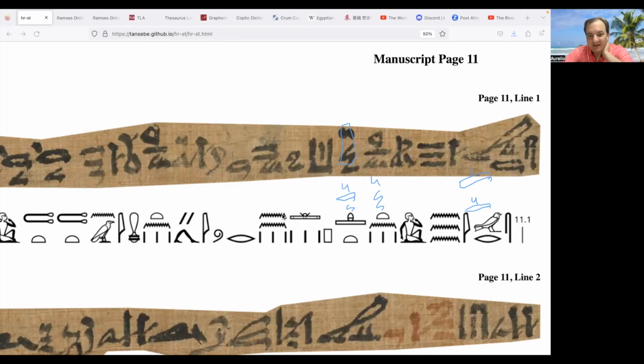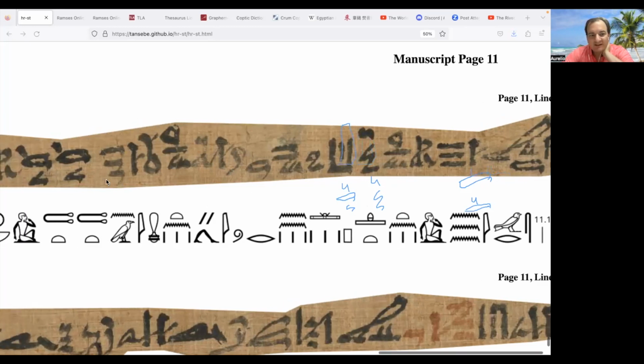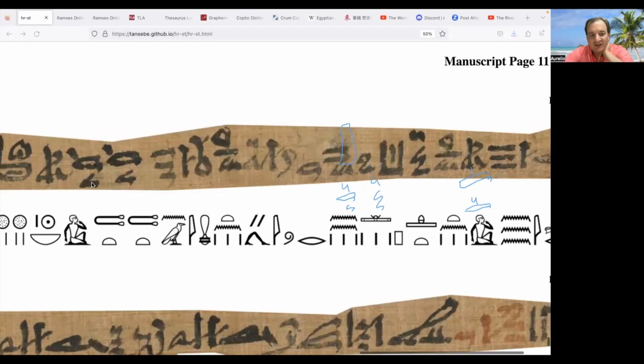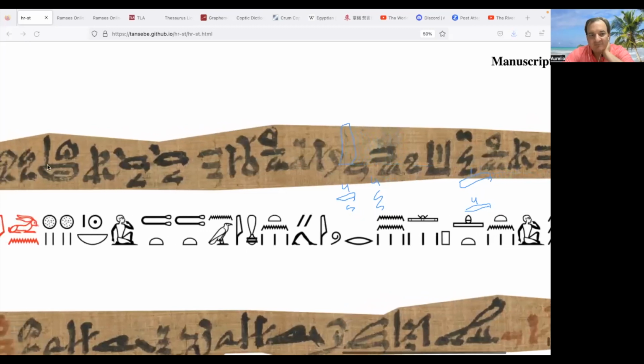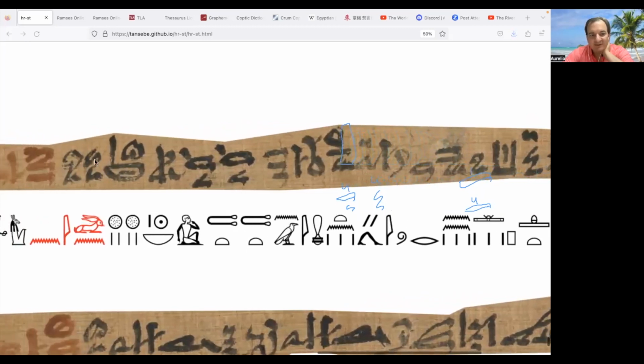Hotep N, I guess, even though it's a double N, only one is pronounced. Rui ten, mi na, chachet, renib. Okay.